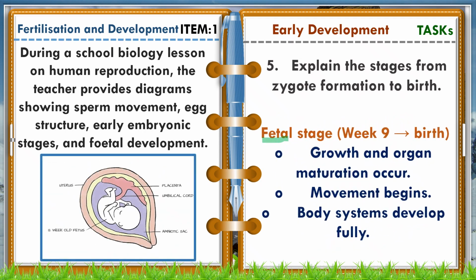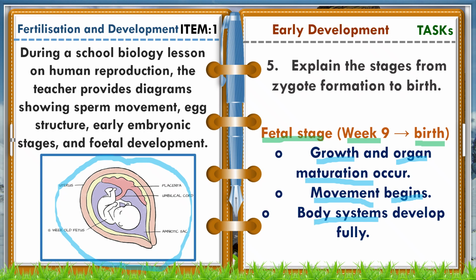Then we have the fetal stage, that is from week 9 to birth. Here, growth and organ maturation occur. In our fetal stage, most of the organs will develop and become mature. Then movement begins. The body systems develop fully. That is from week 9 up to birth.